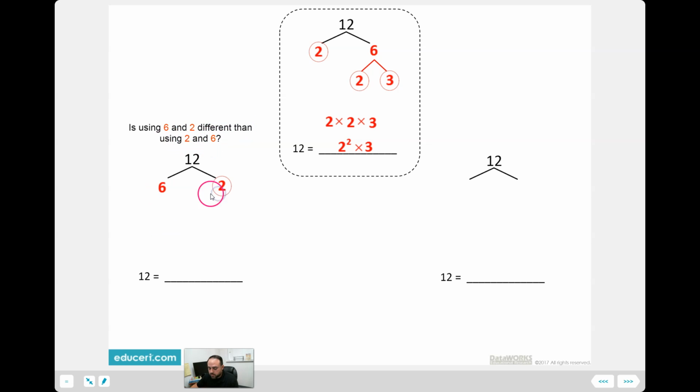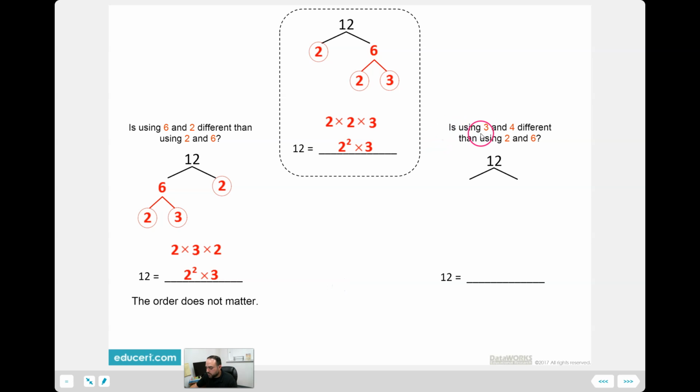6 and 2. 2 is a prime number endpoint, so we circle that number still. And 6 can continue. 2 and 3. These are both prime numbers, so we circle both of these as well. We have 2 times 3 times 2, so we can combine these two 2's into a 2 to the second power times 3, giving us the same factorization as before. So there is no difference in the order in which we put the numbers, 2 then 6, or 6 and 2. The order does not matter.